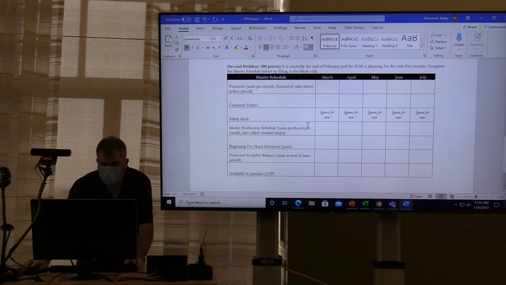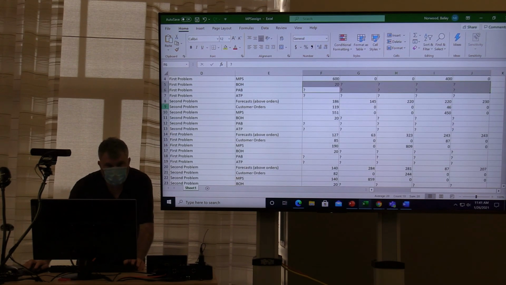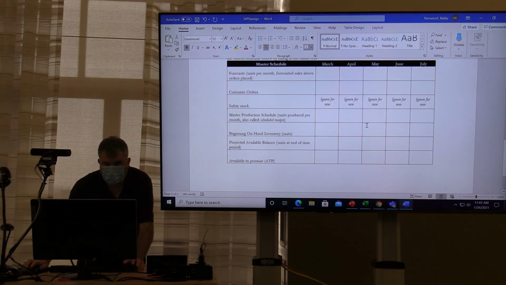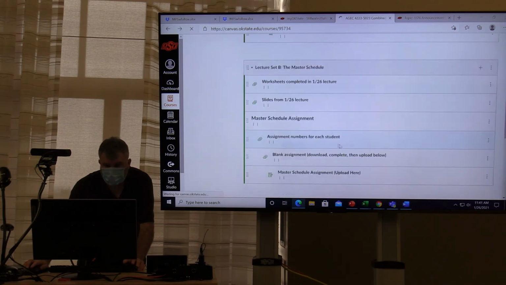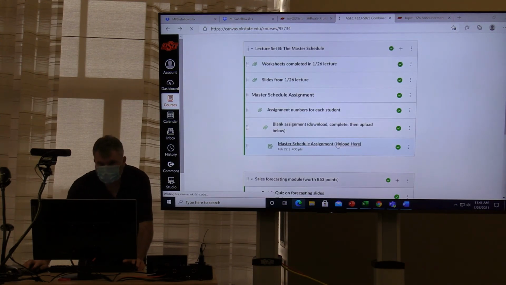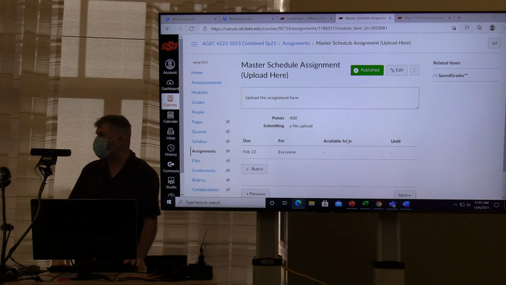He's going to go to the second problem. Those numbers come from here. See where it says second problem. He's going to put them there, and then he's going to upload that document here by midnight on February 2nd.